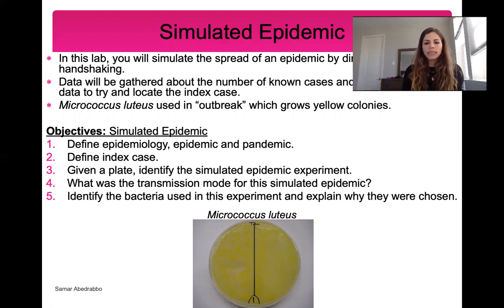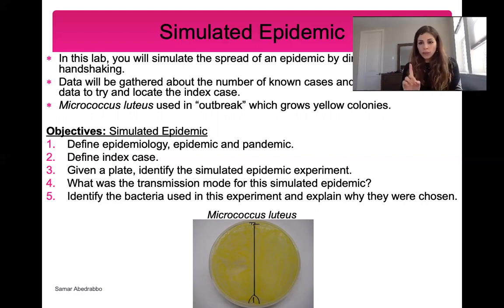An epidemic is when a disease is greater than normal levels or expected levels. Pandemic is when the disease spreads all throughout the world, different countries, multiple countries. Index case is the first person infected with the disease, and epidemiologists try to determine who the index case is.